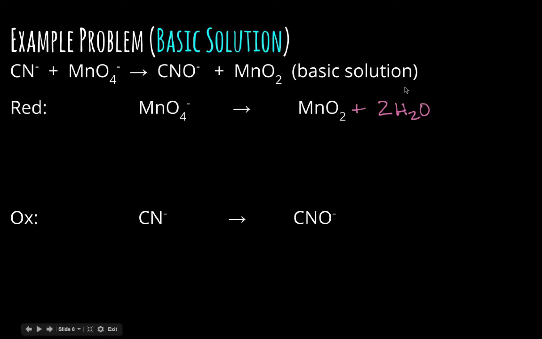Now I have to balance my H's using H pluses. So I have 2 times 2 is 4 hydrogens, so I'm going to add 4 H pluses over here.